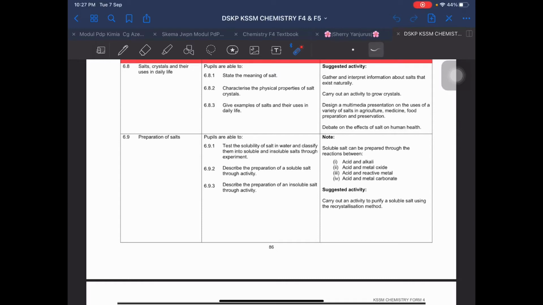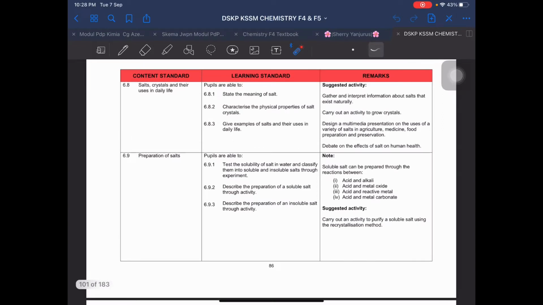Hello class, in today's lesson, I'm going to teach you the subtopic Preparation of Salts. This is Form 4 Chemistry, Chapter 6, Content Standard 6.9. Okay, why I want to repeat on this subtopic is because we did not learn this one properly last year because the COVID-19 outbreak just started.